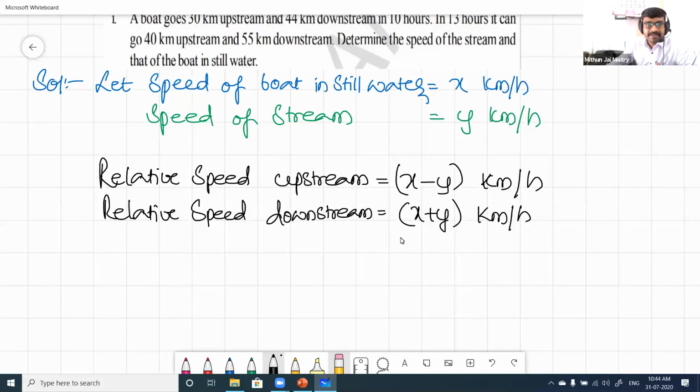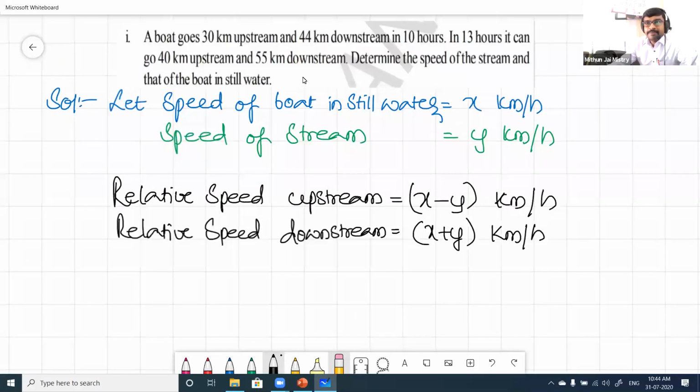Okay. So next, one minute, let me make you understand what the subject actually is. The subject is time. Here see, the question is telling that in 10 hours the boat is traveling 30 kilometer upstream and 44 kilometer downstream. Then again it is telling that in 13 hours it is traveling 40 kilometer upstream and 55 kilometer downstream. There is some speed, some kilometer, that is distance, and there is some time, right?